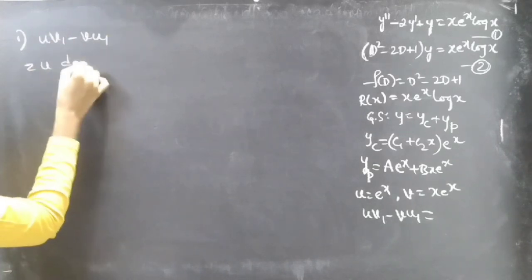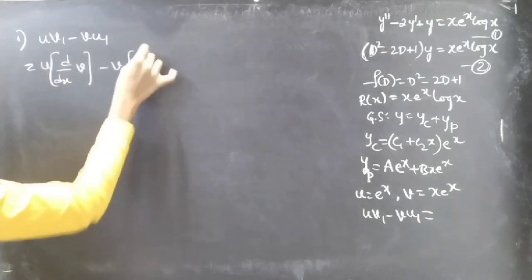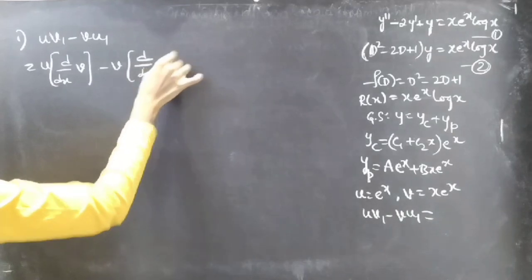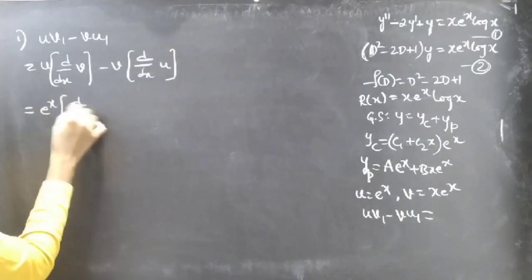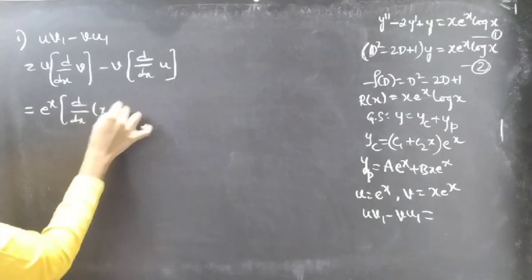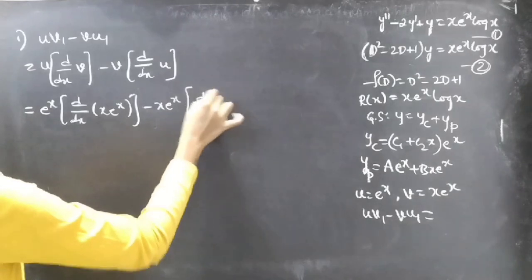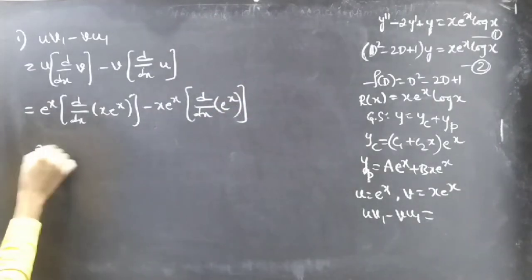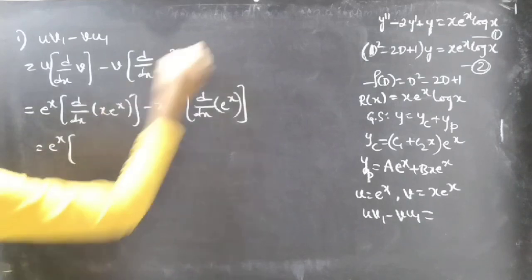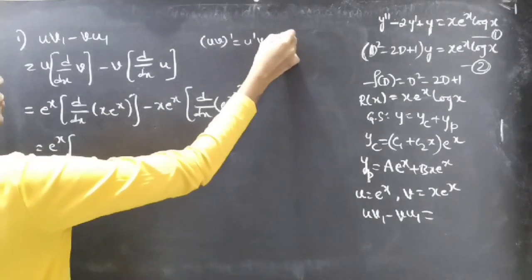v1 is nothing but derivative of v with respect to x, minus v into u1, which is nothing but derivative of u with respect to x. This gives us u, e power x, into derivative of v with respect to x minus v into derivative of u with respect to x, equals e power x into, here we are going to apply the uv whole dash formula, which is u dash v plus v dash u.